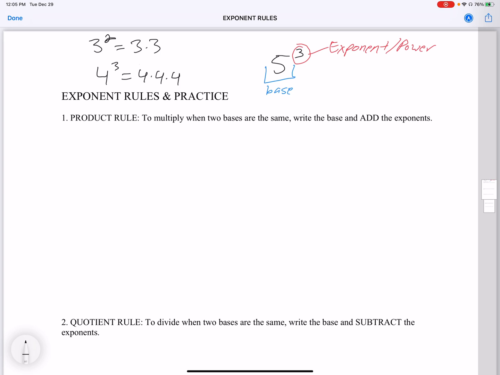Product rule says in order to multiply when two bases are the same, write the base and add the exponents. What in the world does that mean? Let's say, for example, you have 2 to the third times 2 to the fourth. Okay? It says to multiply when two bases are the same. Notice the two bases are the same. We've got bases of 2.